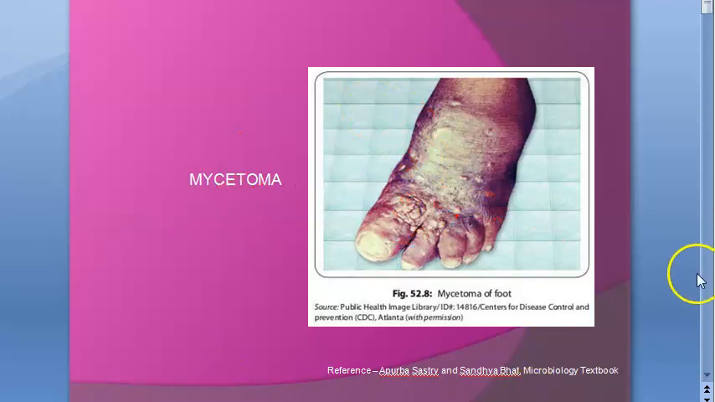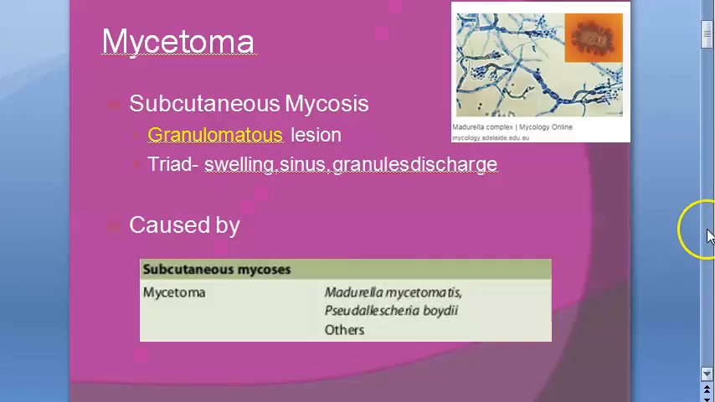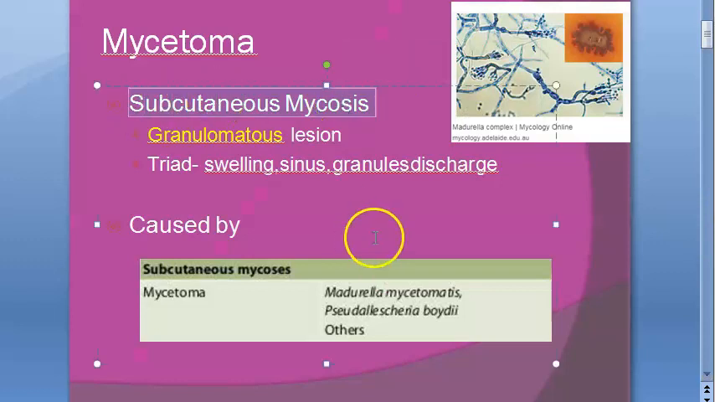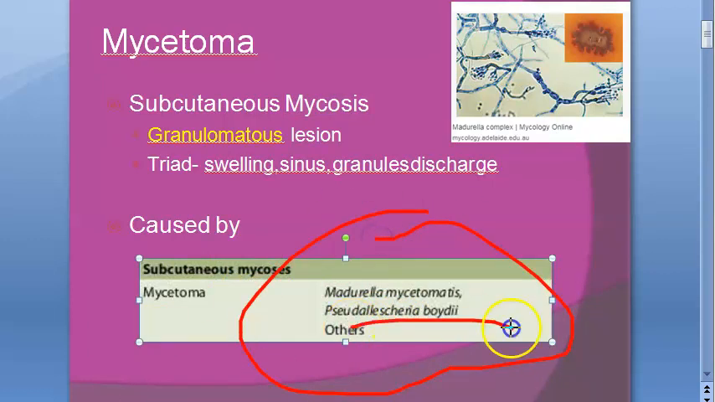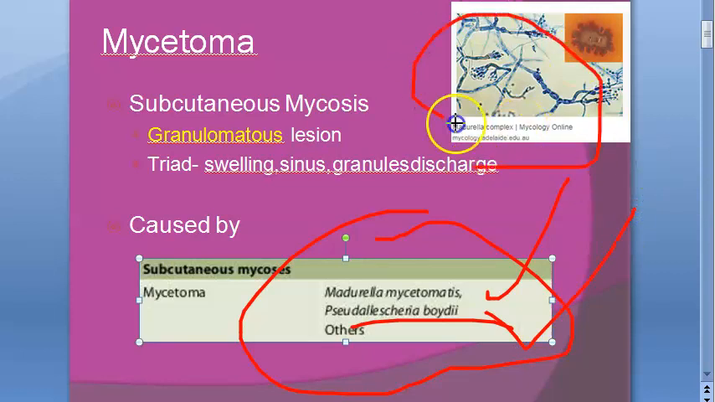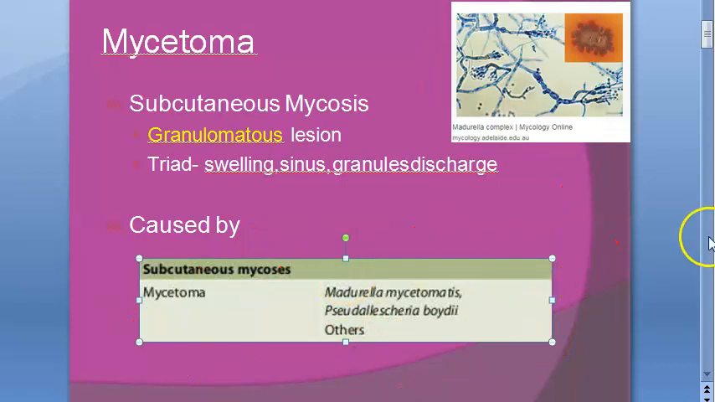Okay. Next. So what is mycetoma? Mycetoma is a subcutaneous mycosis, that is, it is a fungal disease. It is caused by what? It is caused by these two, Madurella mycetomatis and Pseudallescheria boydii. So here they have given some photo of the fungi, okay. Madurella mycetomatis and Pseudallescheria boydii are the two causes for mycetoma. Mycetoma is the disease, okay. So you understood this much. Shall we move on?